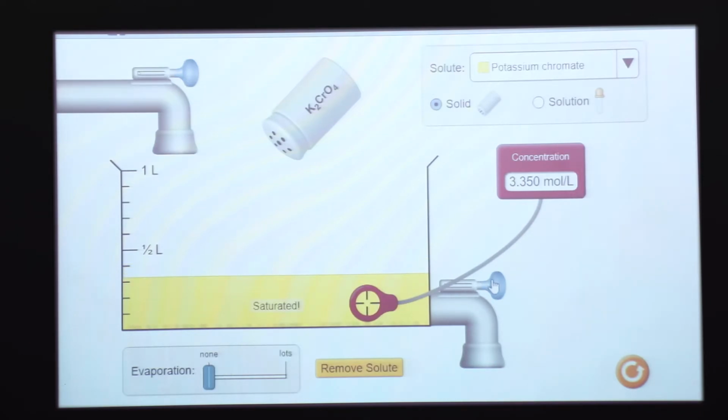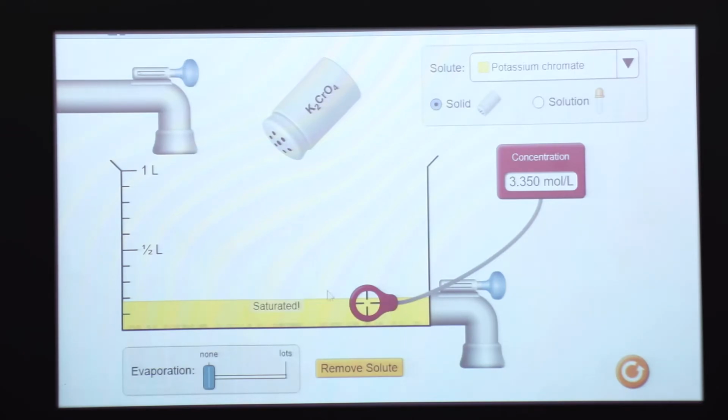However, when you remove the solution from the container, there is no change in concentration. No increase, no decrease. This shows that what is coming out is both solute and the solvent.